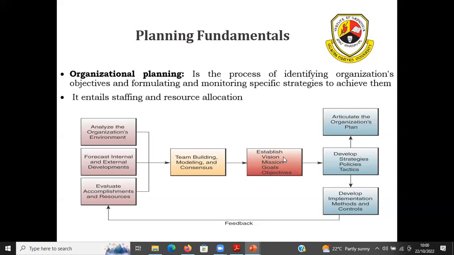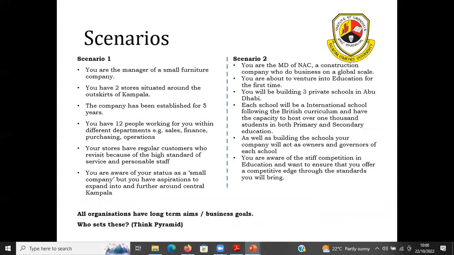You establish a vision and mission, the goals and objectives. You develop the strategies, articulate the organization. These strategies should articulate the organization's plan. Then also you develop implementation methods and controls. So that is organizational planning.